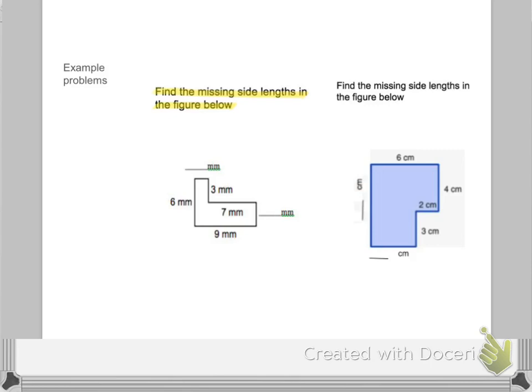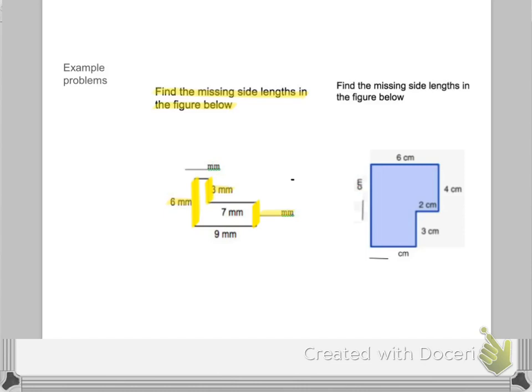A strategy in order to solve these problems is to use color. Vertical is what I'm going to look at first. I'm going to look at this length right here, and I'm going to color it yellow. This length is 6 millimeters. This vertical length is 3 millimeters, and this vertical length is missing. As I'm looking at the verticals, I'm going to notice that I have the largest value, which is 6.